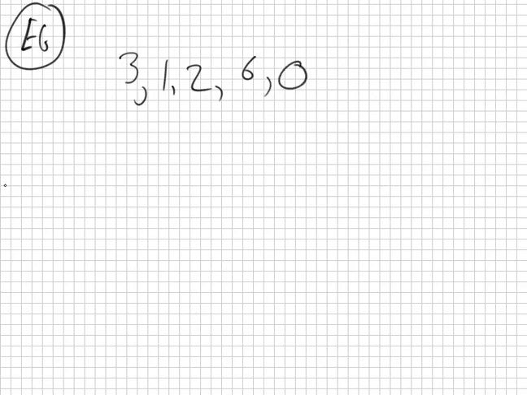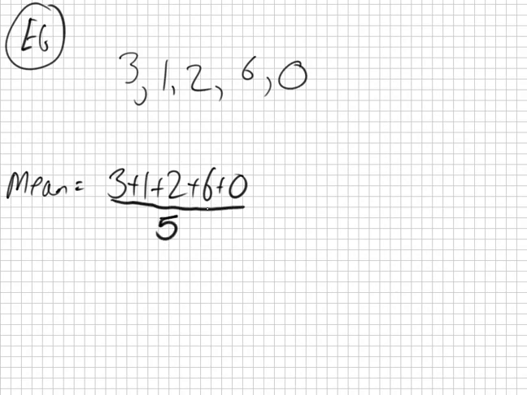Well, the mean average will be 3 plus 1 plus 2 plus 6 plus 0 all over 5, which is 6, and that's 7, 8, 9, and 3, 12. 12 over 5, which is 2.4. That's the mean.